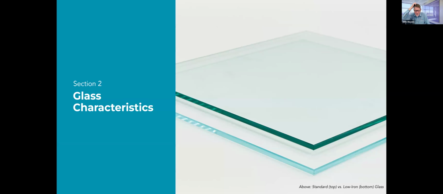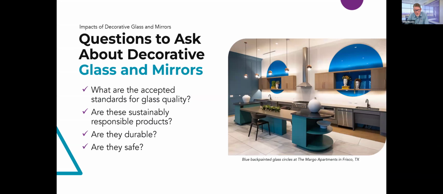In this section, we're going to discuss glass characteristics, including quality, sustainability, durability, and safety glass. For architects who are considering decorative glass and mirrors for commercial interiors, quality standards, sustainability, durability, and safety are likely to be of paramount interest.